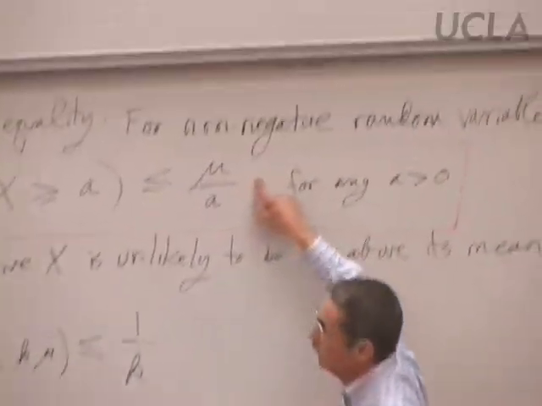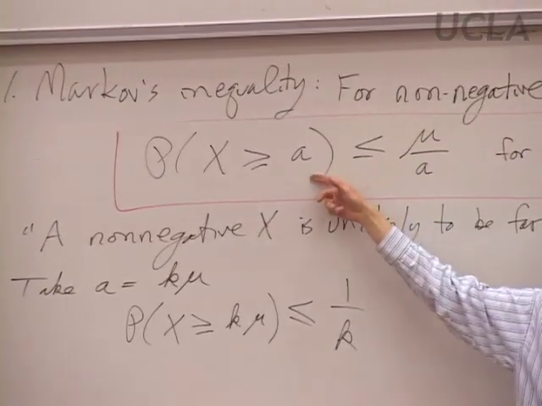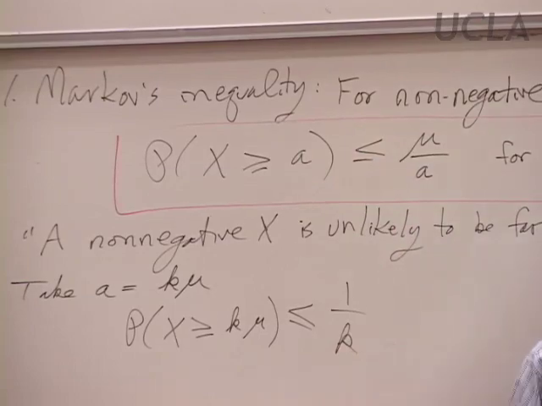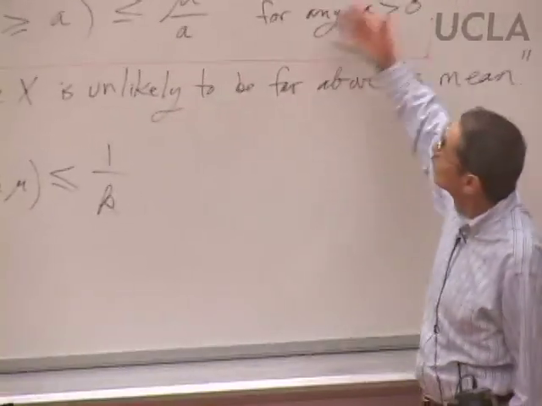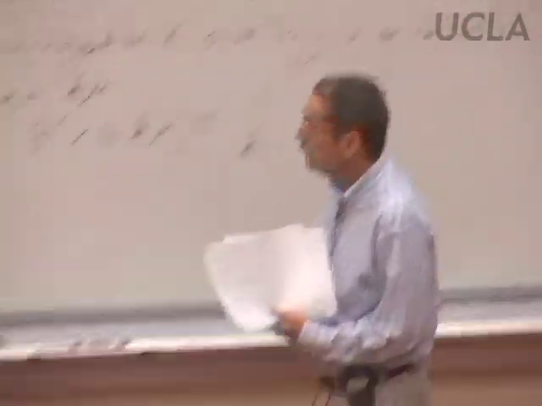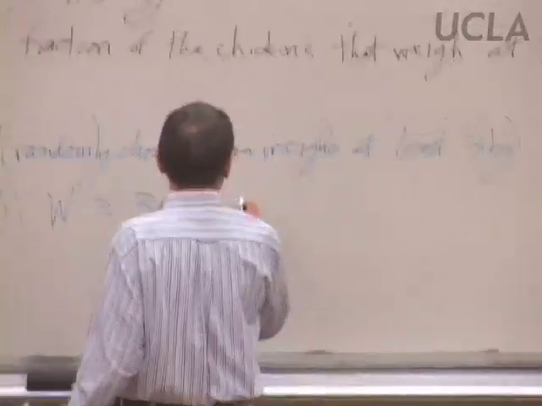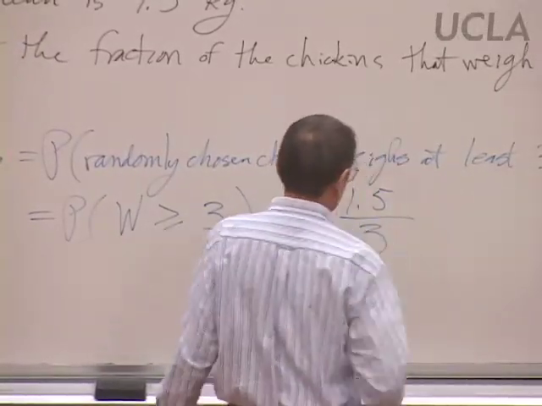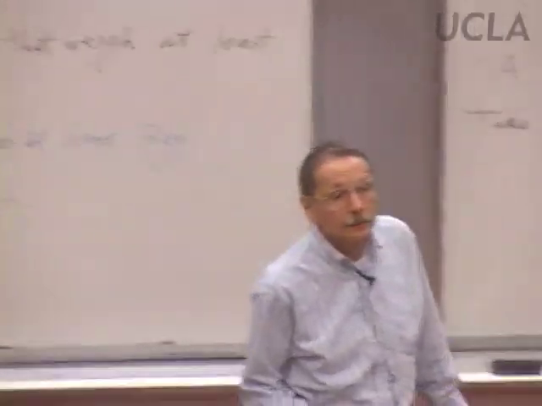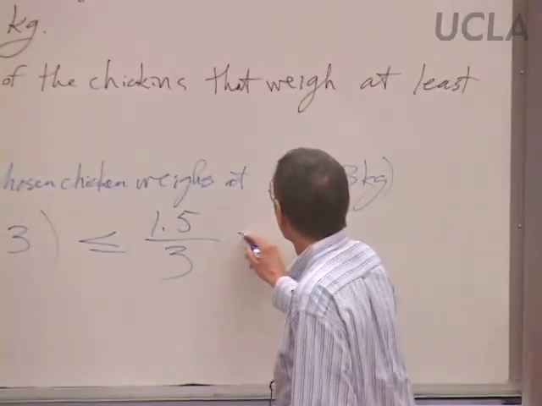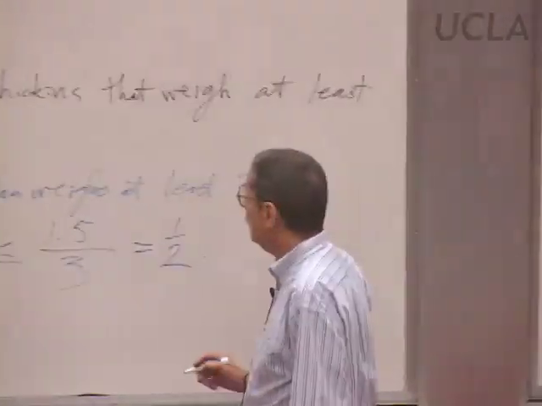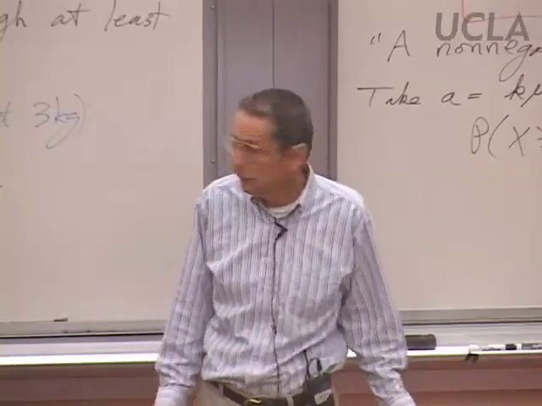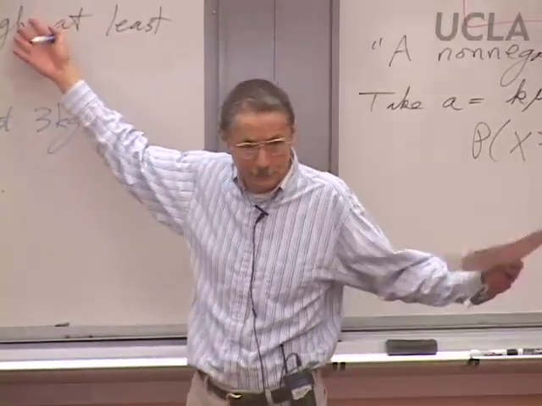Markov's inequality says the probability that a random variable that's non-negative, and what we know about weight is the weight can't go negative, so Markov's inequality applies. This is less than or equal to the mean, 1.5 kilograms, divided by 3 kilograms. Units cancel. This probability is 1/2 or less. It might be a lot less. It may be that no chickens would be this fat.